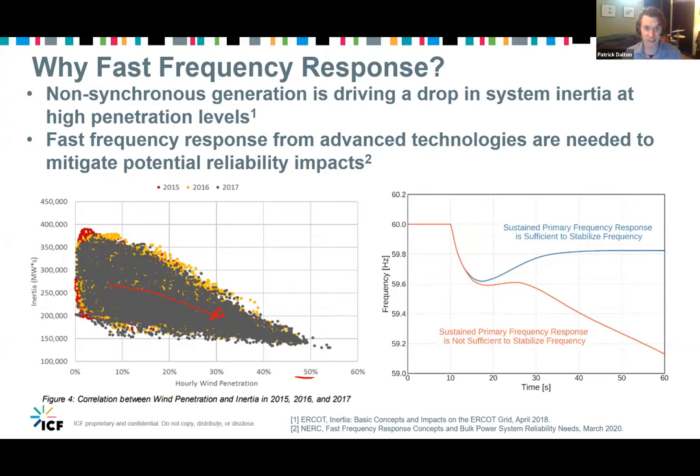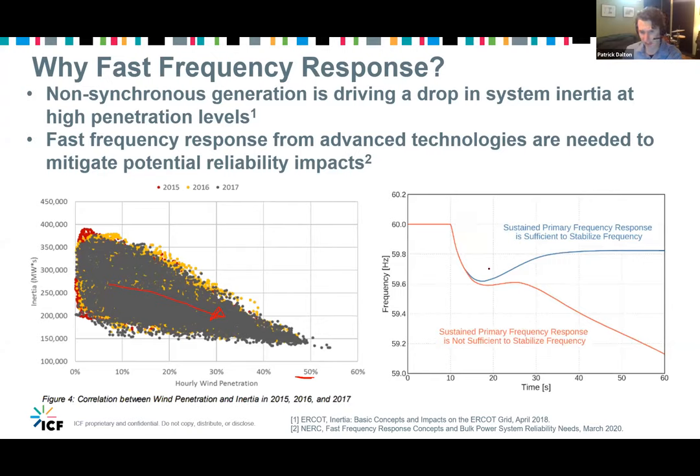And we're seeing over time as well, year over year, that this is starting to decrease even further. The reason this is important is that if there isn't much system inertia, when there is some sort of frequency event, the lower the system inertia, the quicker the frequency will fall and the further it can fall as well.